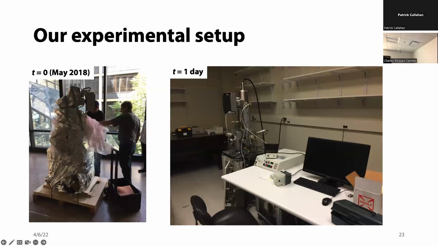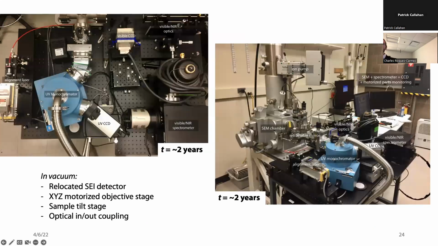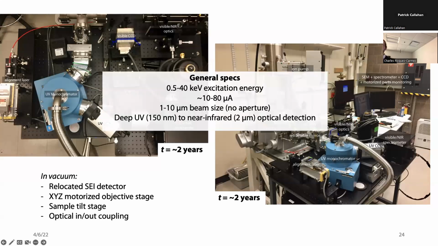So those are just pictures of the refurbished SEM as we got it in 2018. And after some work, we built this entire setup. We had to do a few modifications of the SEM itself, namely relocating the secondary electron detector, adding a lot of motorization directly inside the vacuum chamber so that we can move the sample without breaking vacuum, also tilt angles, and typical optical in and out coupling. And the in coupling is mostly used so far to do alignment.